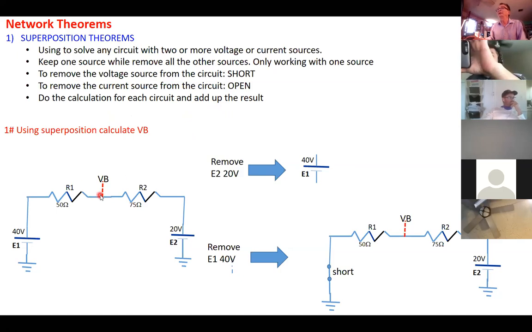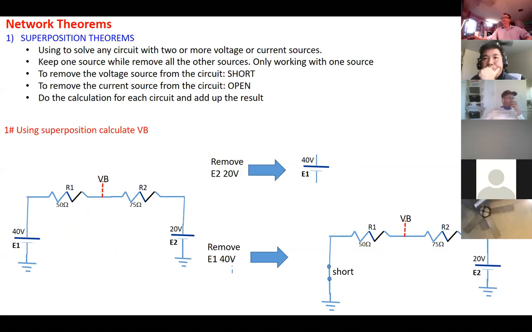Like I want to calculate VB. First thing, I take the 40 volt source out, then I calculate VB1 for this, with power E2. That's done. Then I have to remove E2 and keep E1, then calculate VB2. After that, I add up VB1 and VB2, and that's what I get for VB.